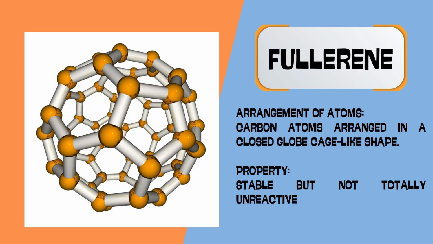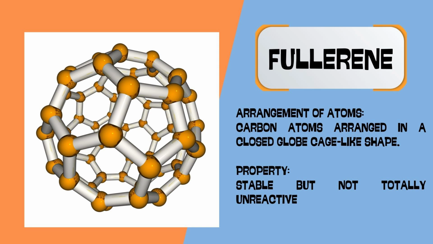Now, let's move on to the last allotrope of carbon, which is fullerene. As said here, carbon atoms are arranged in a closed globe cage. It looks like a soccer ball or some kind of ball shape with a lot of smaller hexagons and pentagons in it. And here, each carbon atom is bonded with 3 other carbon atoms, just like in graphite. But the arrangement of carbon forms a 3-dimensional shape instead of flat layers. And that's all for our 4 allotropes of carbon.